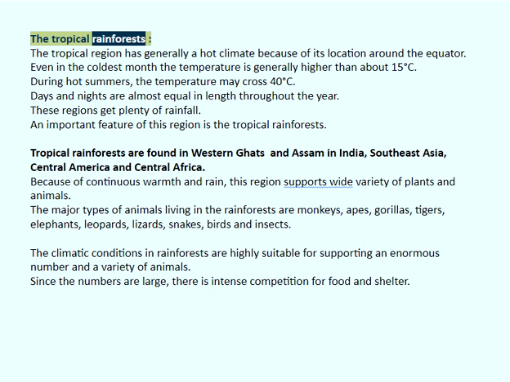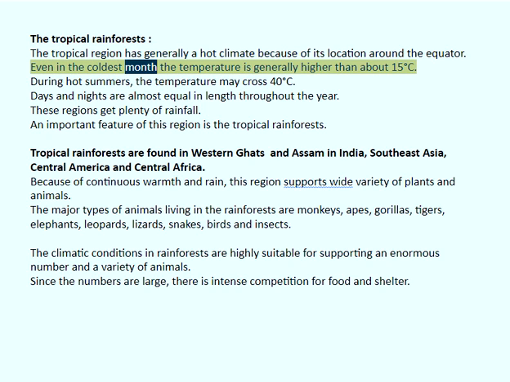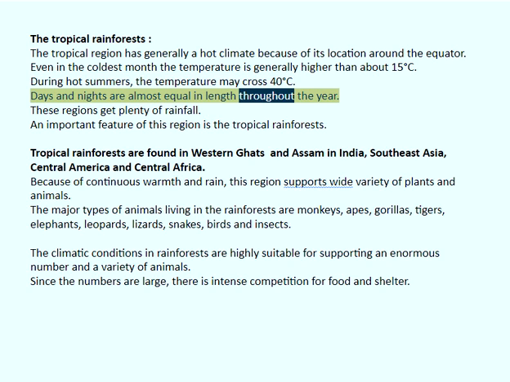The tropical rainforests. The tropical region has generally a hot climate because of its location around the equator. Even in the coldest month the temperature is generally higher than about 15 degrees Celsius. During hot summers, the temperature may cross 40 degrees Celsius. Days and nights are almost equal in length throughout the year. These regions get plenty of rainfall.